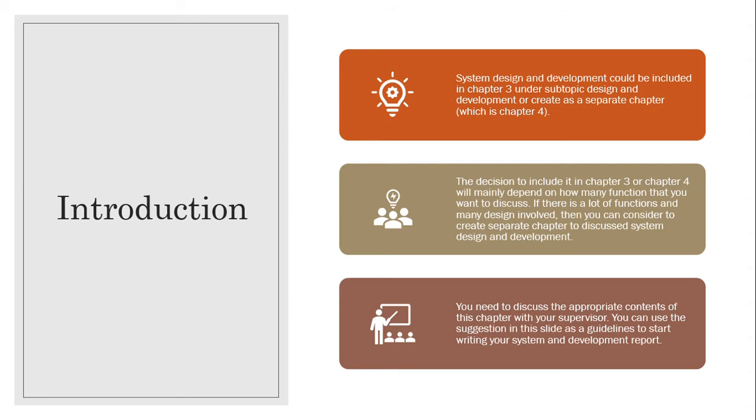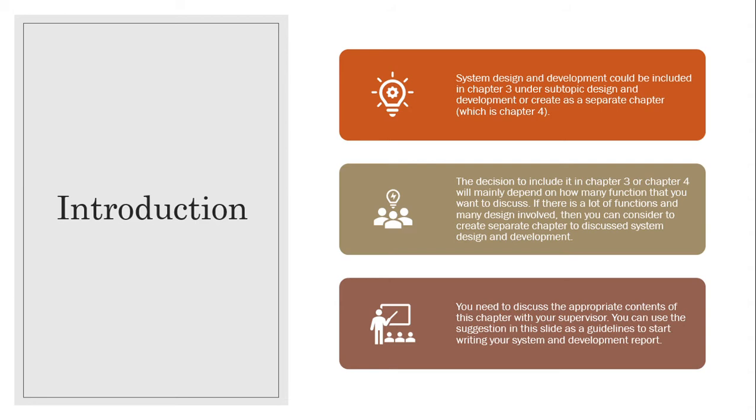Otherwise, you can maintain it in chapter 3 if there are not many functions you want to discuss. But most students will do chapter 4 because they have a lot to discuss in the design phase. If there are a lot of functions and many designs involved, then you can consider creating a separate chapter to discuss system design and development, which is chapter 4. You need to discuss the appropriate content of this chapter with your supervisor, based on your research area.